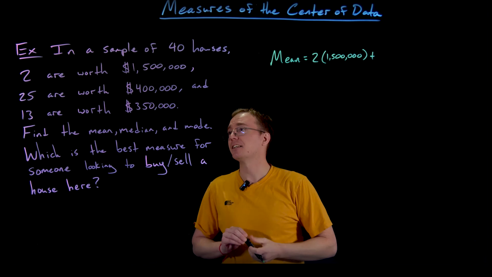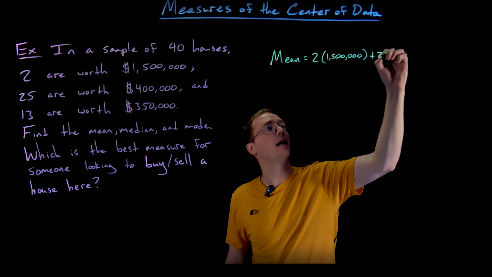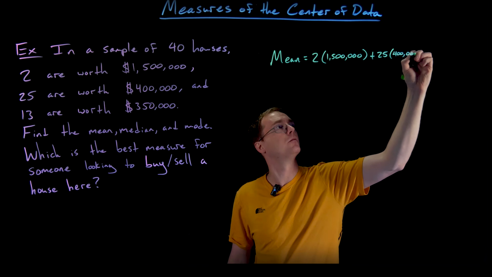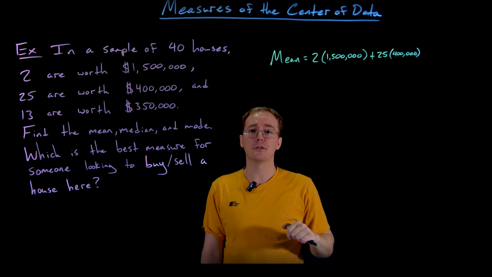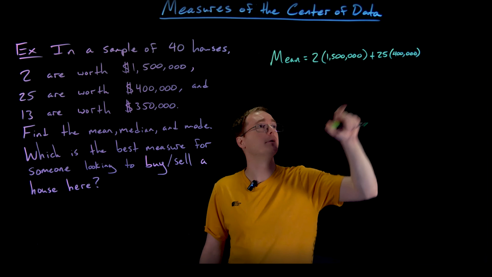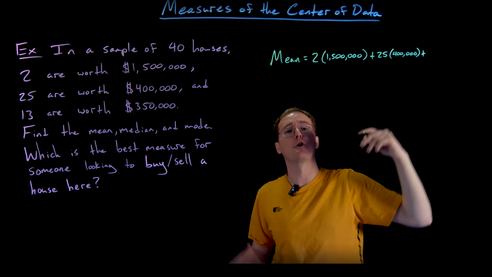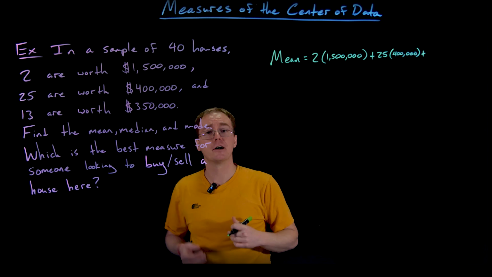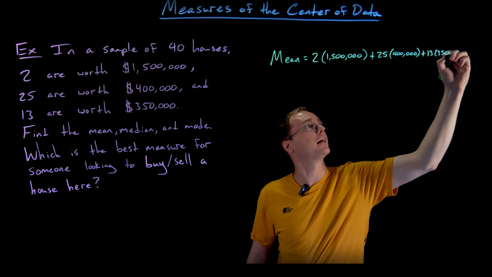And then instead of adding to this 25 copies of 400,000, we can instead add 25 times 400,000. We're just multiplying the frequency of each data value by that data value. So 2 copies of 1.5 million, 25 copies of 400,000, and to finish it off and get the total value of all these homes added together, we have to add 13 copies of 350,000, or 13 times 350,000.